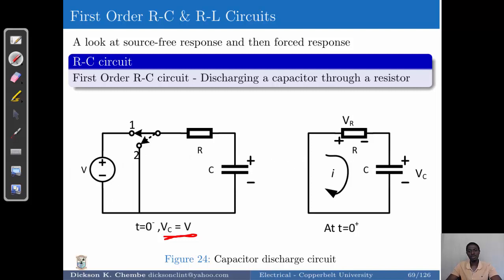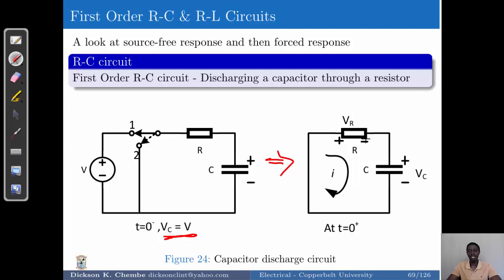So at the time when we switch from 1 to 2, the source is eliminated from the circuit. What you remain with is this circuit, in which the capacitor is going to act as a voltage source, and the resistor is going to act as a drain, consuming what the capacitor has stored. And so we call this a discharge circuit. The fully charged capacitor is going to discharge through this resistor by acting as a voltage source.